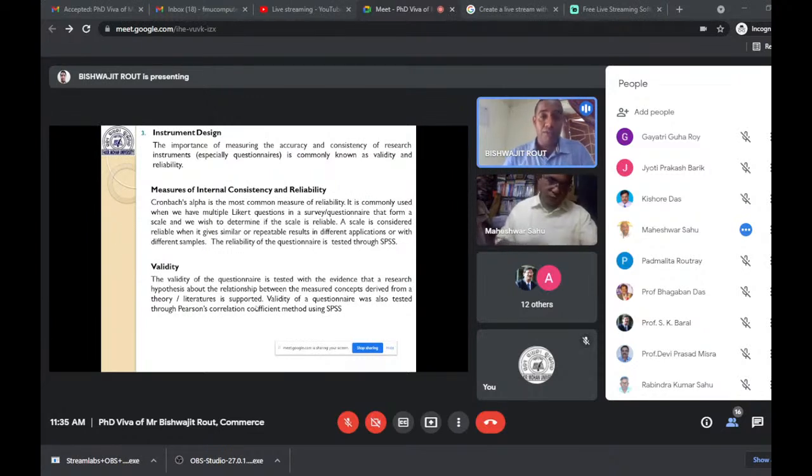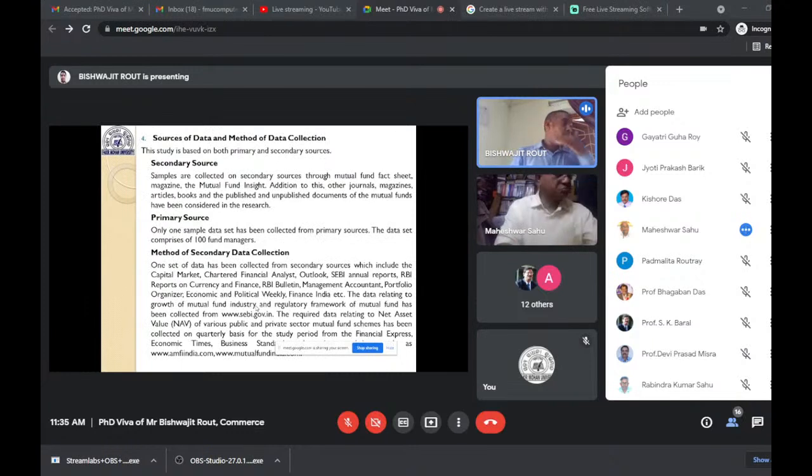So, the validity of the test. The validity of the questionnaire is tested with the evidence that the research hypothesis about the relationship between the measured concept, derived from a theory in the review of literature, is supported. The validity of the questionnaire was also tested through the Pearson correlation method using SPSS. So now, sources of data collection.